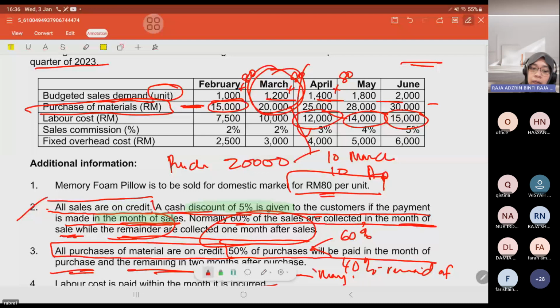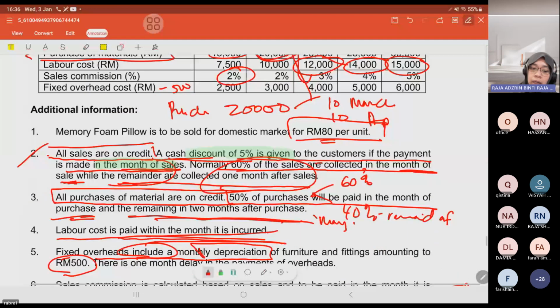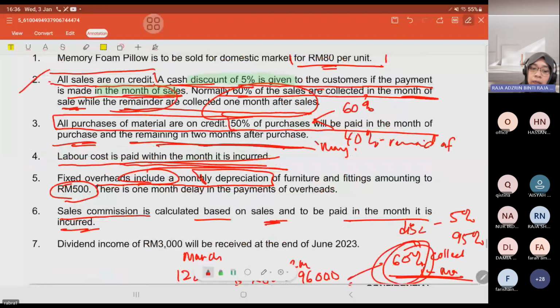Kemudian sales commission is calculated based on sales and to be paid in the month incurred. So sales commission 2% daripada apa? 2% daripada sales lah, sebab namanya based on sales kan, sebab namanya sales commission. And then how much do you pay in the month incurred? Kalau sales tu you buat in January, in whatever month lah, in the same month.